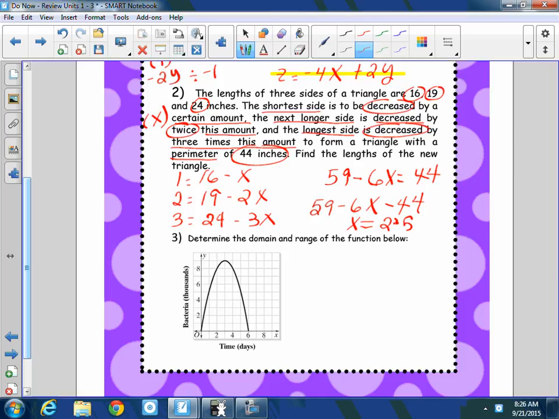Now you have to say 16 minus 2.5. 19 minus 2 times 2.5. And then 24 minus 3 times 2.5. Okay? Go ahead and do it and tell me what you got. Don't blurt it out, please. I think this is 14. So whichever one is the match.